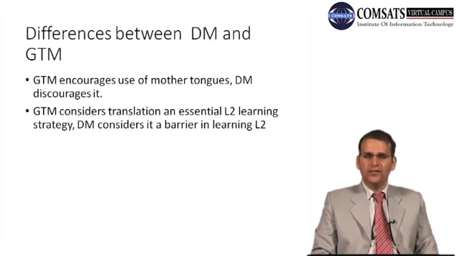Alright, so the first difference, what does GTM do, in fact? It encourages use of the mother tongue. The direct method discourages it. Very common difference, you all know it, in fact. Even the name, if you see the name, direct method and grammar translation method, dear students. Right? So the direct method directly links the meaning with the target language, whereas the grammar translation method, yes, encourages the mother tongue. Right? So GTM, of course, is the method which in fact makes use of the mother tongue or the native language for learning a foreign language, whereas the other method discourages it.